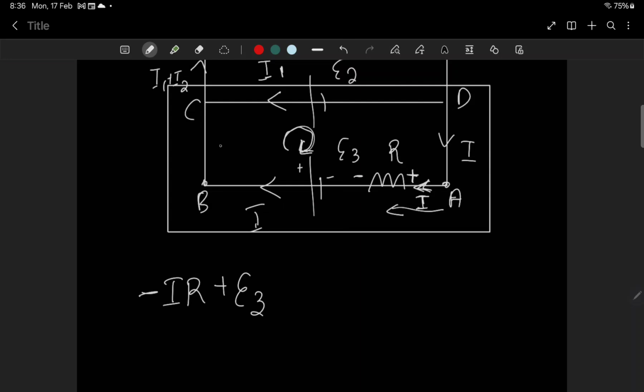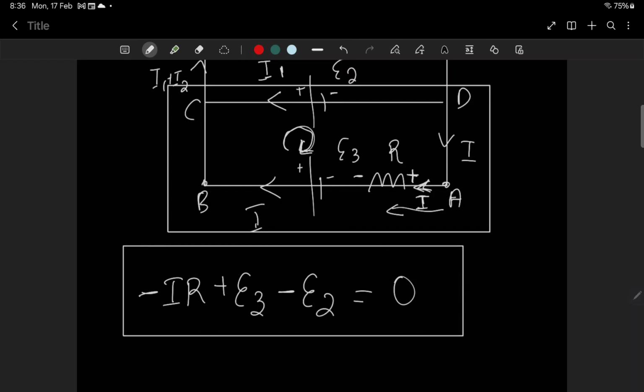Now we went through E2. Positive to negative, a drop. So minus E2. No more resistor is there, so this is equal to 0. So this is our Kirchhoff law sign convention.